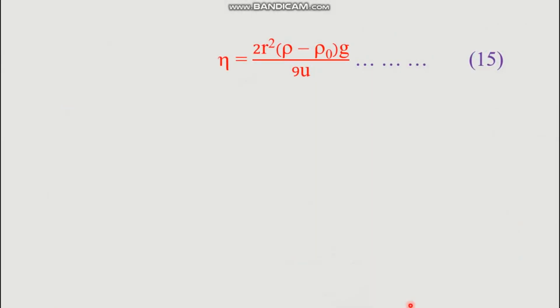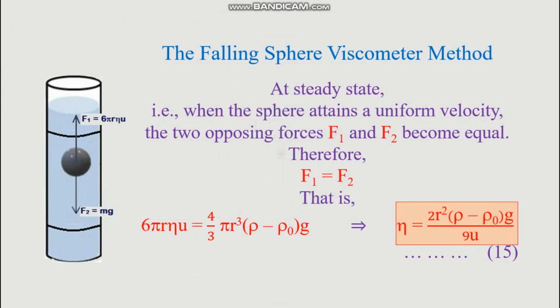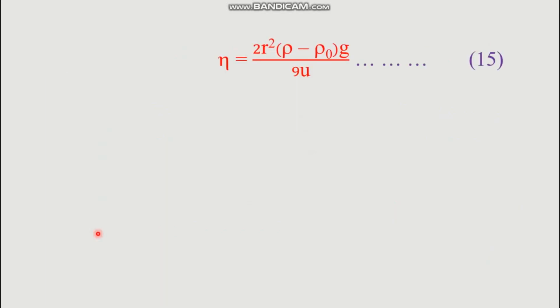Now here we are carrying forward this equation number 15, and in this equation, look, the velocity u can also be written as L by t. What is L? Look at this picture. The distance from here to here, where the uniform velocity is maintained, if this distance is L and time t is taken for the ball to fall from this point to this point, then L by t is u. So in place of u we can write L by t.